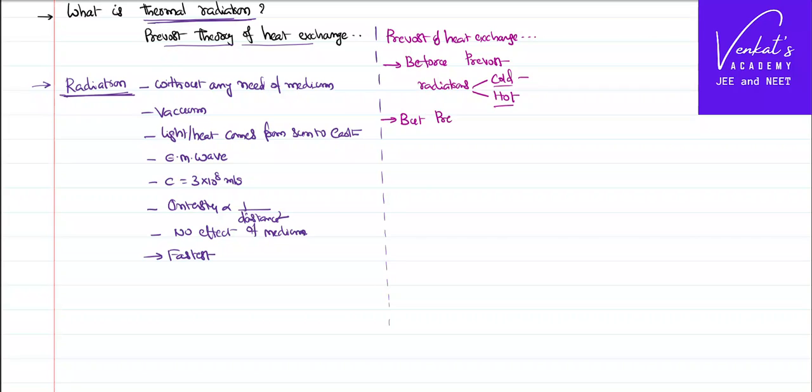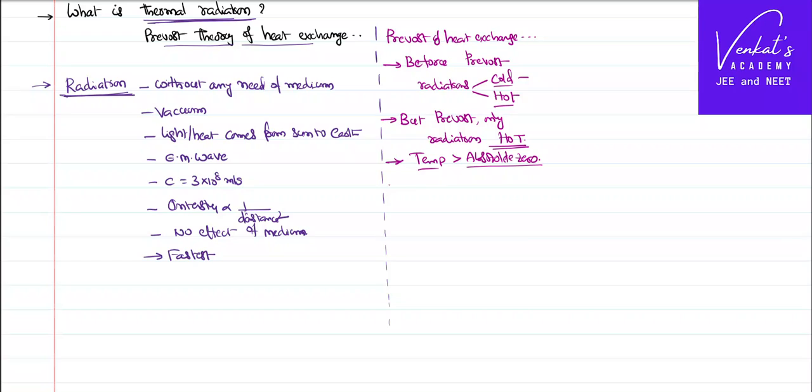Prevost said there is only one kind of radiation called hot radiation. There is no cold radiation. He said everybody emits only hot radiations but no cold radiations, provided temperature of the body is more than absolute zero. If the body is at absolute zero, there is no emission of hot radiations, because everything is in a ground state. But if the temperature of any body is more than absolute zero, they always emit heat radiations, but they never emit cold radiations.